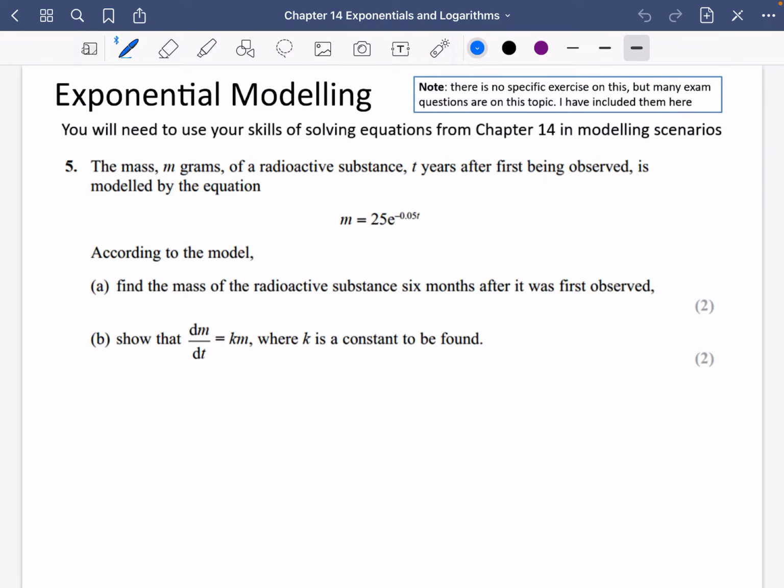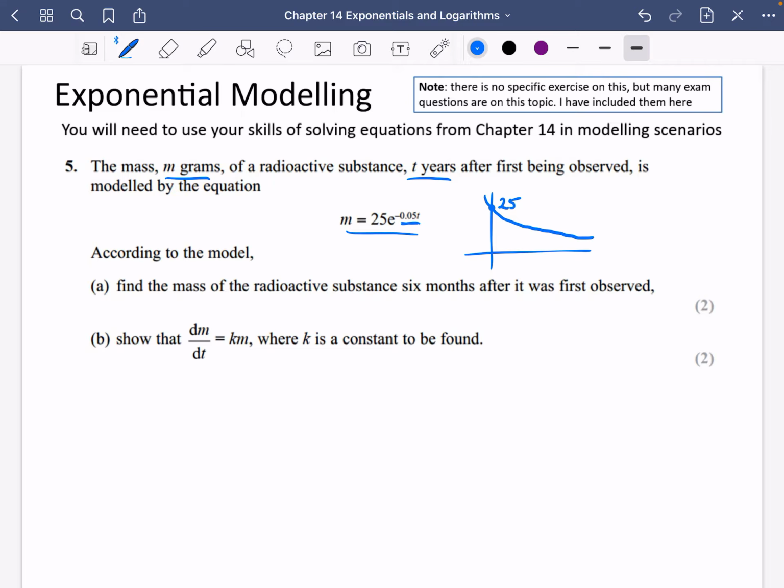So this first one that we've got, it says the mass m grams of a radioactive substance t years after being observed, so it's m grams and t years, is modelled by this equation here. And you'll notice that the power is negative, so we know that this is actually referring to a decaying. And we could also say that this point here is going to be 25 when t is equal to 0.